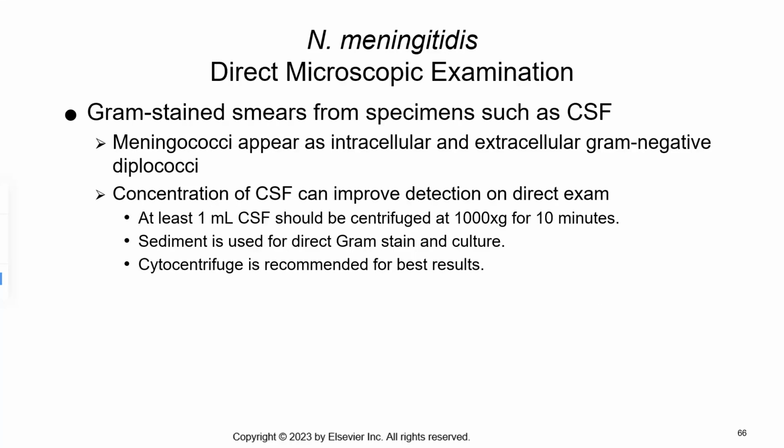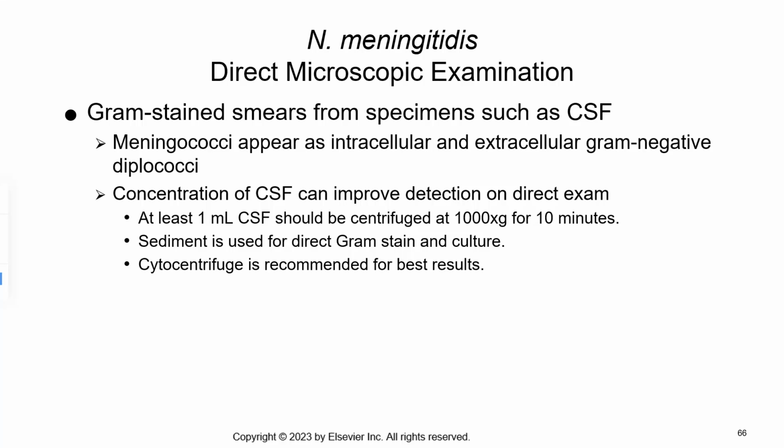Gram-stain smears from specimens such as CSF. Meningococci appear as intracellular and extracellular gram-negative diplococci. The concentration of CSF can improve detection on direct exam. So at least 1 ml of CSF should be centrifuged at 1,000 times g for 10 minutes, and then you look at the sediment, because sometimes the microorganisms can be so dilute in concentration in the CSF. We want to make sure that we're not missing anything.